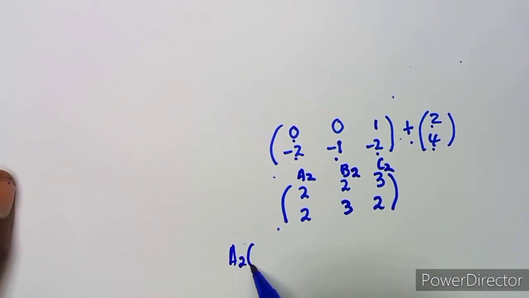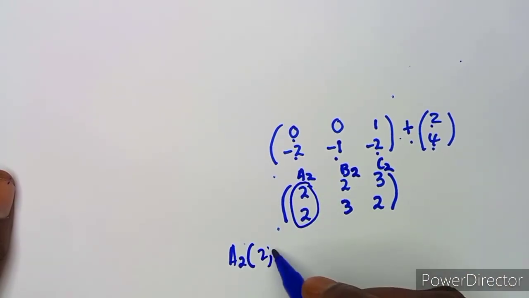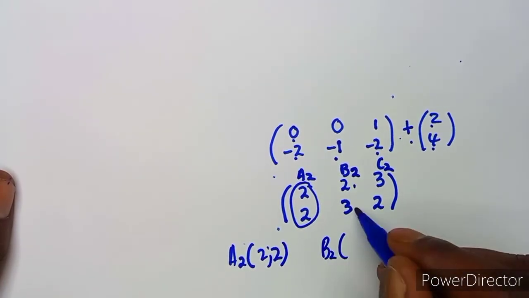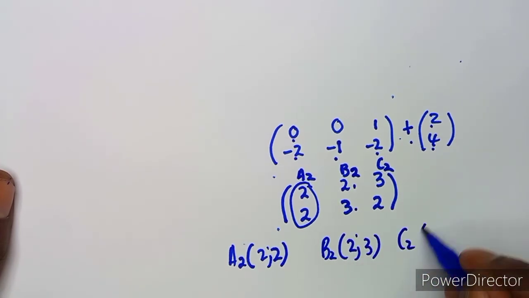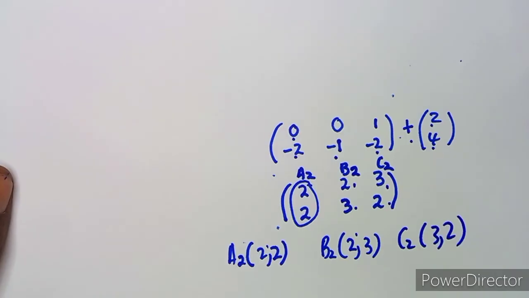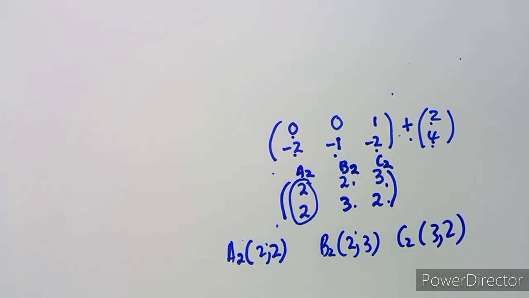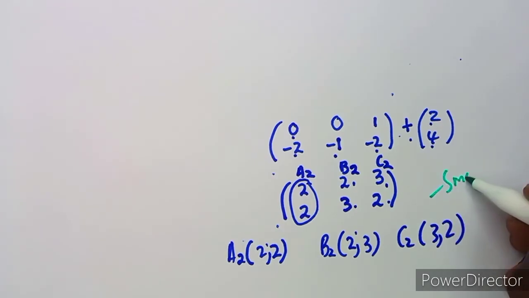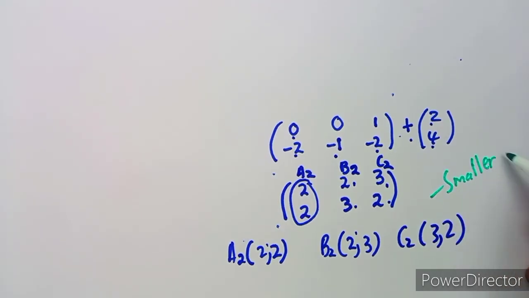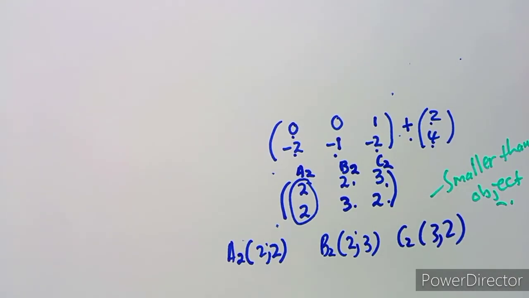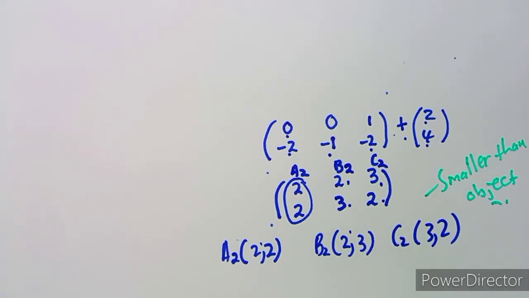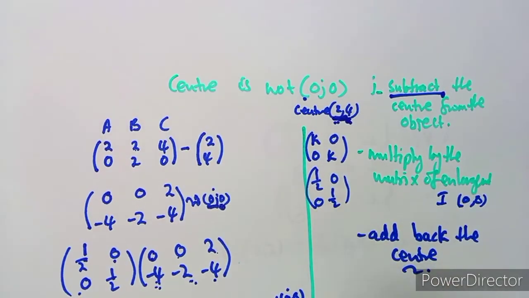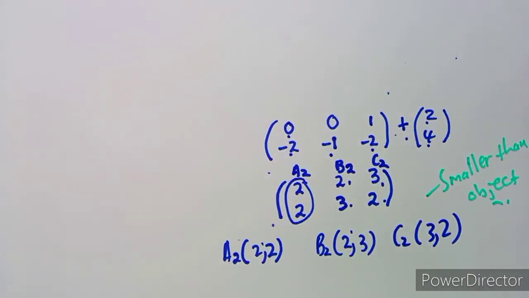So let's just write this as coordinates. Remember, A2 is 2 2, B2 is 2 3, C2 is 3 2. One thing that you're supposed to take note of is that the image is going to be smaller than the object. Why? Because of the scale factor. We had a fractional scale factor. I told you, when the scale factor is a fraction like this, it means the image is smaller than the object. So definitely, if we are to draw this triangle, we are going to notice a very, very small triangle here.